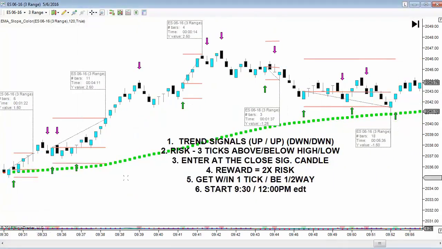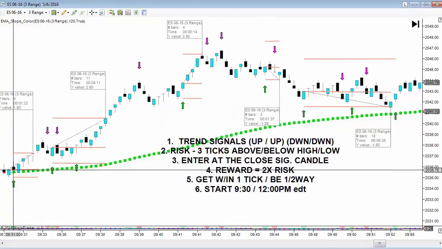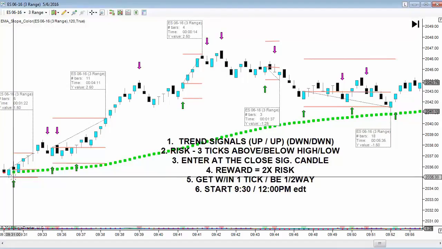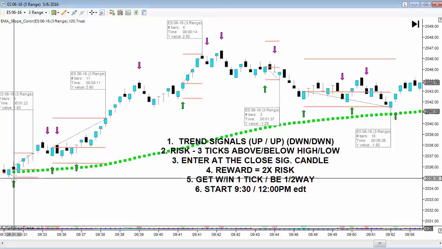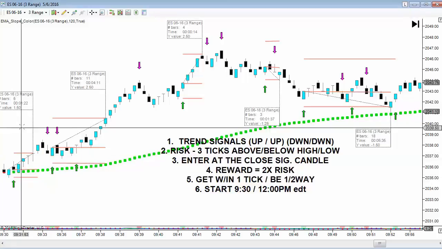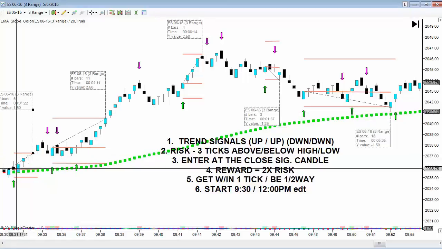And so here, watch. The candle closed at 20:35.75. I put a stop. I drew these lines by hand, 3 ticks underneath that. And then the target was twice that risk above me. So it ended up being a 1.5 winner.